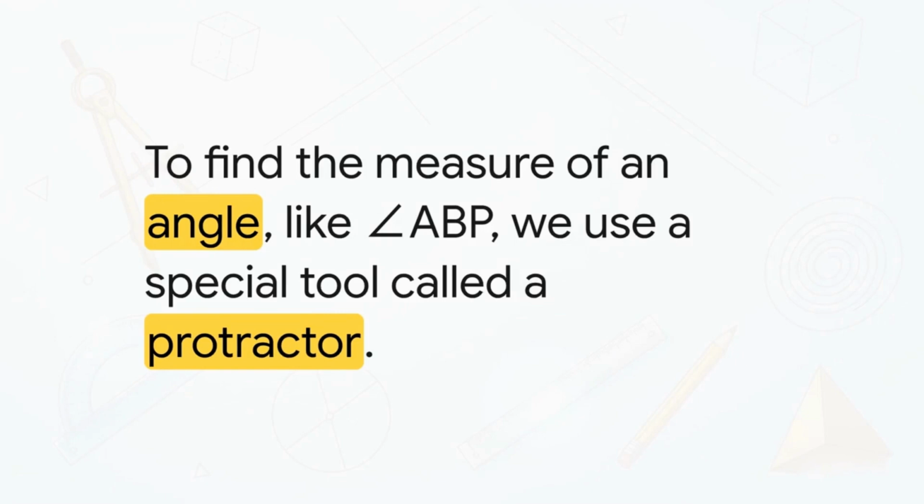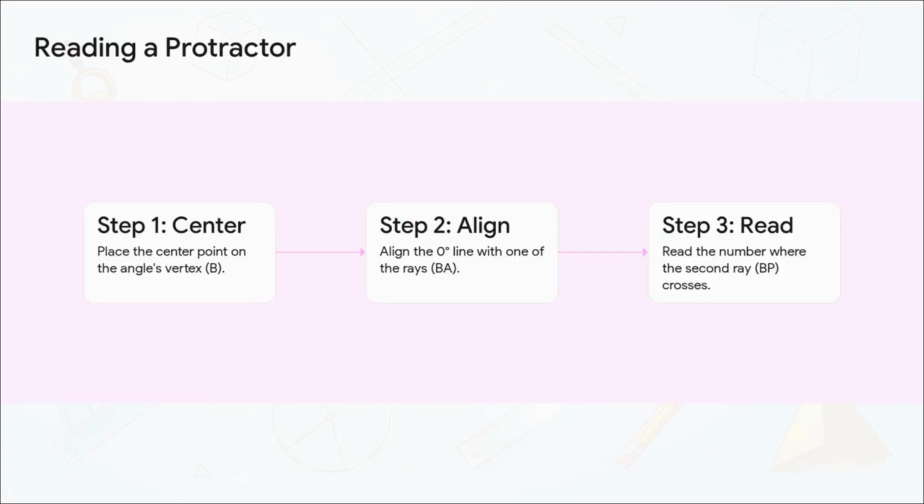Let's take this angle right here. We'll call it angle ABP. And let's put our new tool to the test. Just watch how we line it up. Because with a protractor, getting it in the right spot is everything. Here's how it works. It's just a simple three-step process. First, you take that little hole in the center of the protractor and place it directly on the angle's vertex, which is point B. Second, you line up the 0-degree line of the protractor so it's perfectly on top of one of the rays, in this case, ray BA. And finally, you just follow the other ray, BP, up to the scale and read the number it points to.